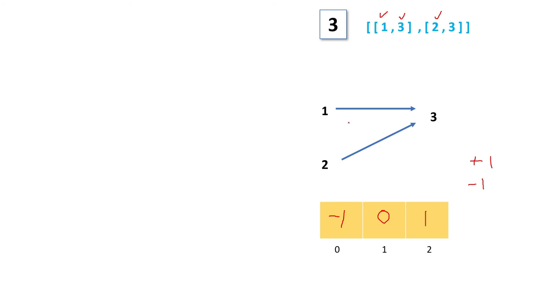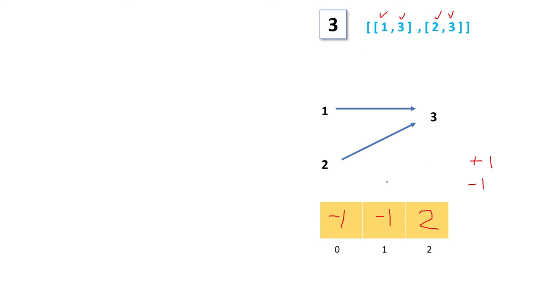For 2 what will be the case? For 2 it is going outwards, so it will be minus 1. For 3 the node is coming inside in this case, so it will be a plus 1. That will be 1 plus 1 and it will be 2. And we finished traversing this array.